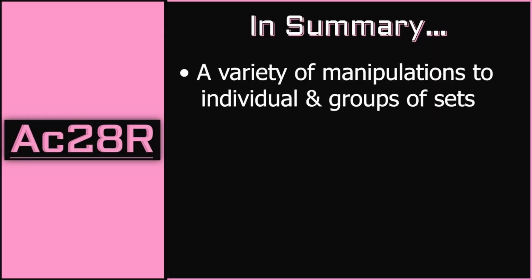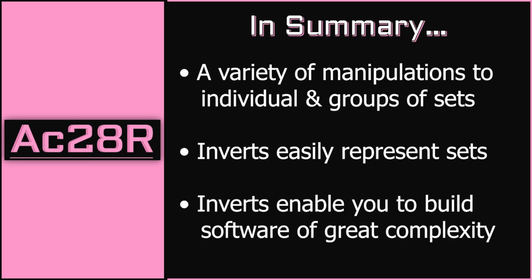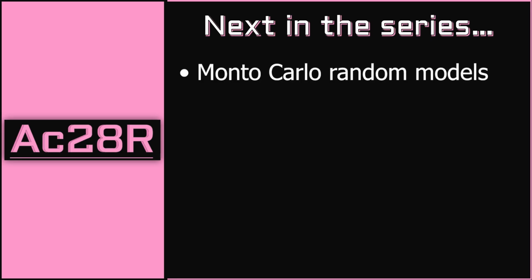So to summarize, you've just seen a variety of manipulations to individual sets as well as to groups of sets. Inverts easily represent sets with just a few tweaks to the basic design. Together with all of the other 1200 inverts, they enable you to effortlessly build software of great complexity, no programming needed. In our next videos, we will unveil the crown jewels of the actuator, Monte Carlo random models that underpin financial pricing, hedging, and risk management.